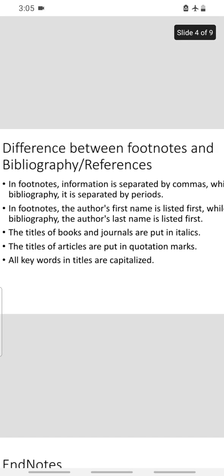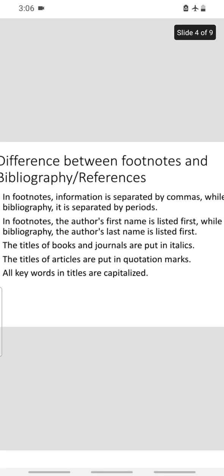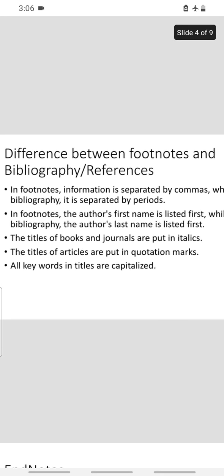And in footnotes, the title of the book and journal are put in italics, which is not necessary in normal referencing. The titles of articles are put in quotation marks, which is again not necessary. All the keywords in titles are capitalized, like when we are writing a line. So excluding the articles and the determiners and some prepositions, the rest of the keywords are always capitalized. So these are the differences between footnotes and bibliography.